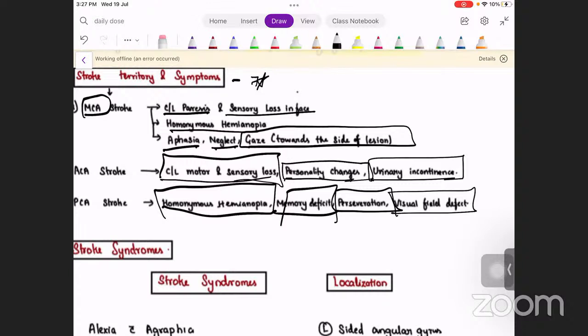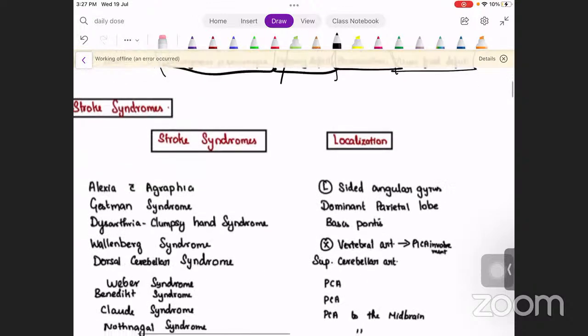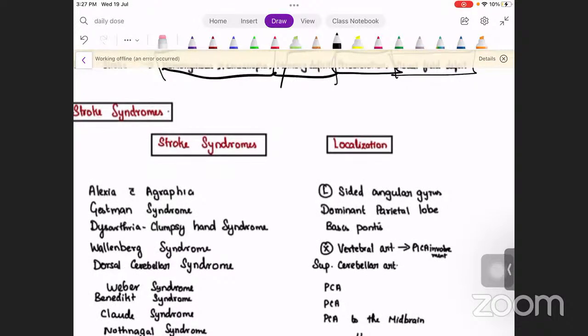Even amaurosis fugax will be captured within 24 hours on ophthalmic evaluation. So visual field defect: PCA stroke. Contralateral motor and sensory loss along with urinary incontinence: that is your ACA stroke. Paralysis, homonymous hemianopia, aphasia: then you may think about an MCA stroke. So these are the possible scenarios where you may expect what type of symptoms and which artery is involved. You can identify that clinically, people.